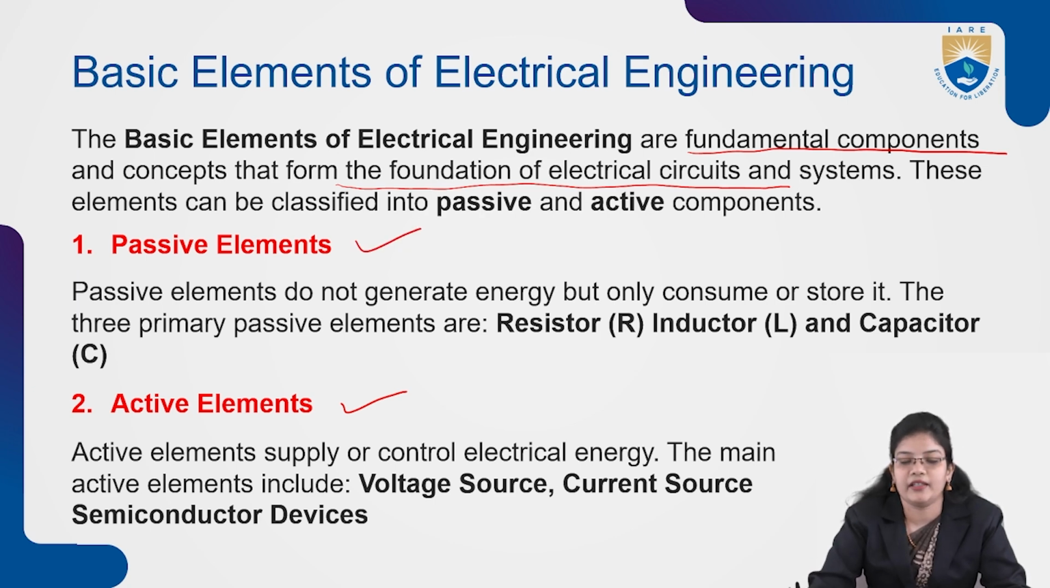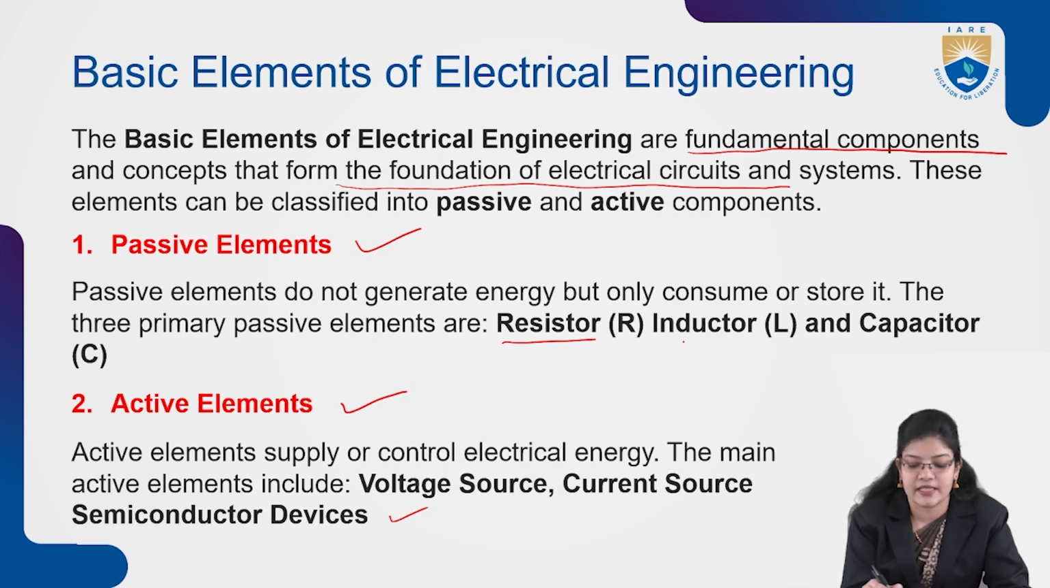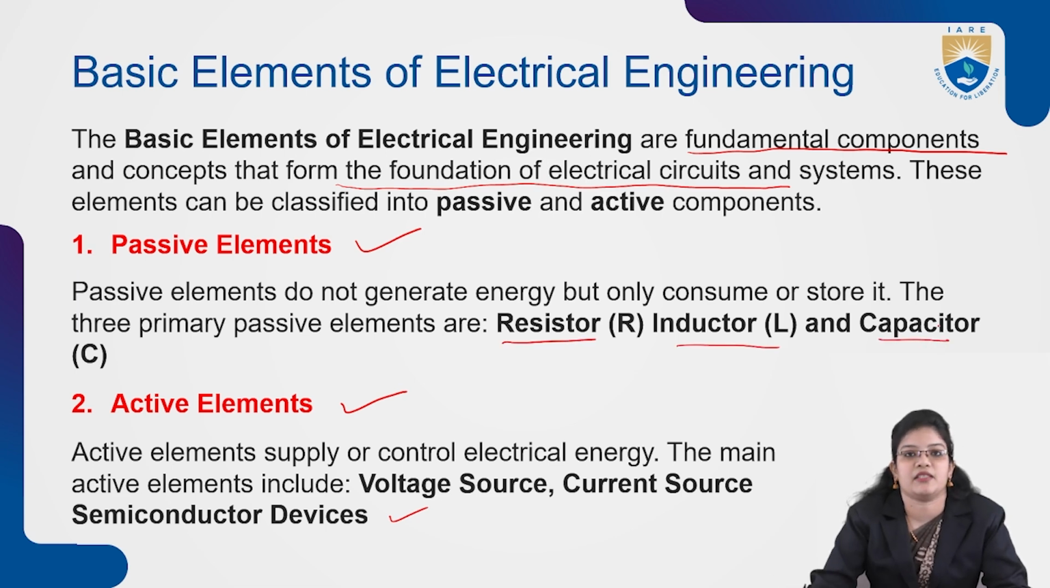First, coming to the active elements, they are nothing but elements which deliver energy to the sources. That means the examples of the active elements will be voltage source, current source and semiconductor devices. And coming to the passive elements, they will absorb energy which is delivered from the active elements. The examples of passive elements will be resistors, inductors and capacitors.